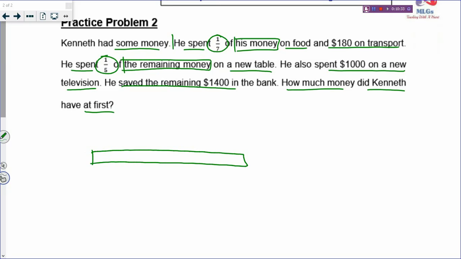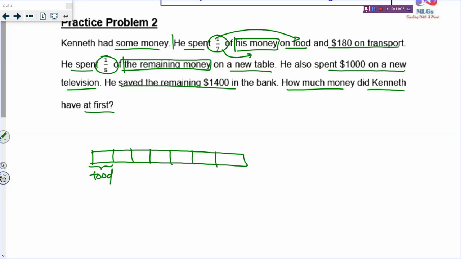He spent 1/7 of his money. So this fraction is talking generally about his money. So you break it up. His money has 7 boxes. So you cut 1, 2, 3, 4, 5, 6, 7. And 1 box on food. Alright, you can label here 1 box on food, and $180 on transport.